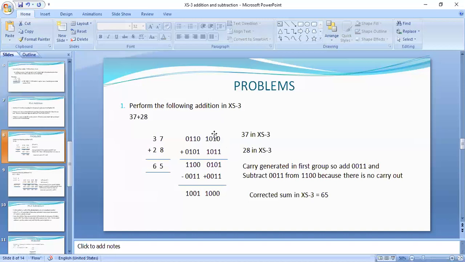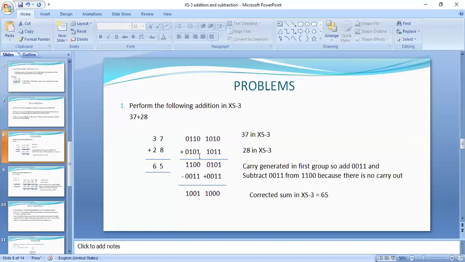Here you may observe in the first 4-bit group, there is a carry out from one group to the another group. If there is a carry out, what do we have to do? Add 0011 to that sum term.